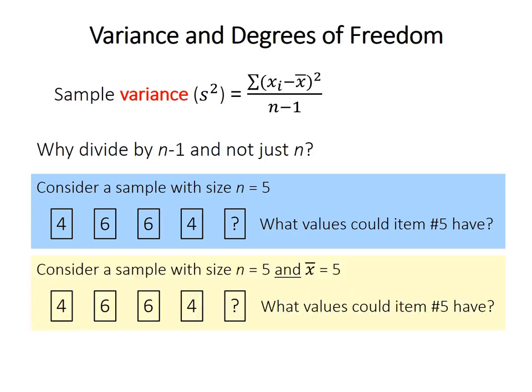But now imagine the same data set, 4, 6, 6, and 4, but now we know that the mean of the sample, x bar, is 5. So if the first 4 values are 4, 6, 6, and 4, the fifth value must be 5. If the mean is 5, the fifth value can only be 5. So if we know n minus 1 values and the mean, the final value has no freedom to vary. So we have 4 degrees of freedom in this example. We're essentially using one of them to calculate our sample mean in the equation for variance.